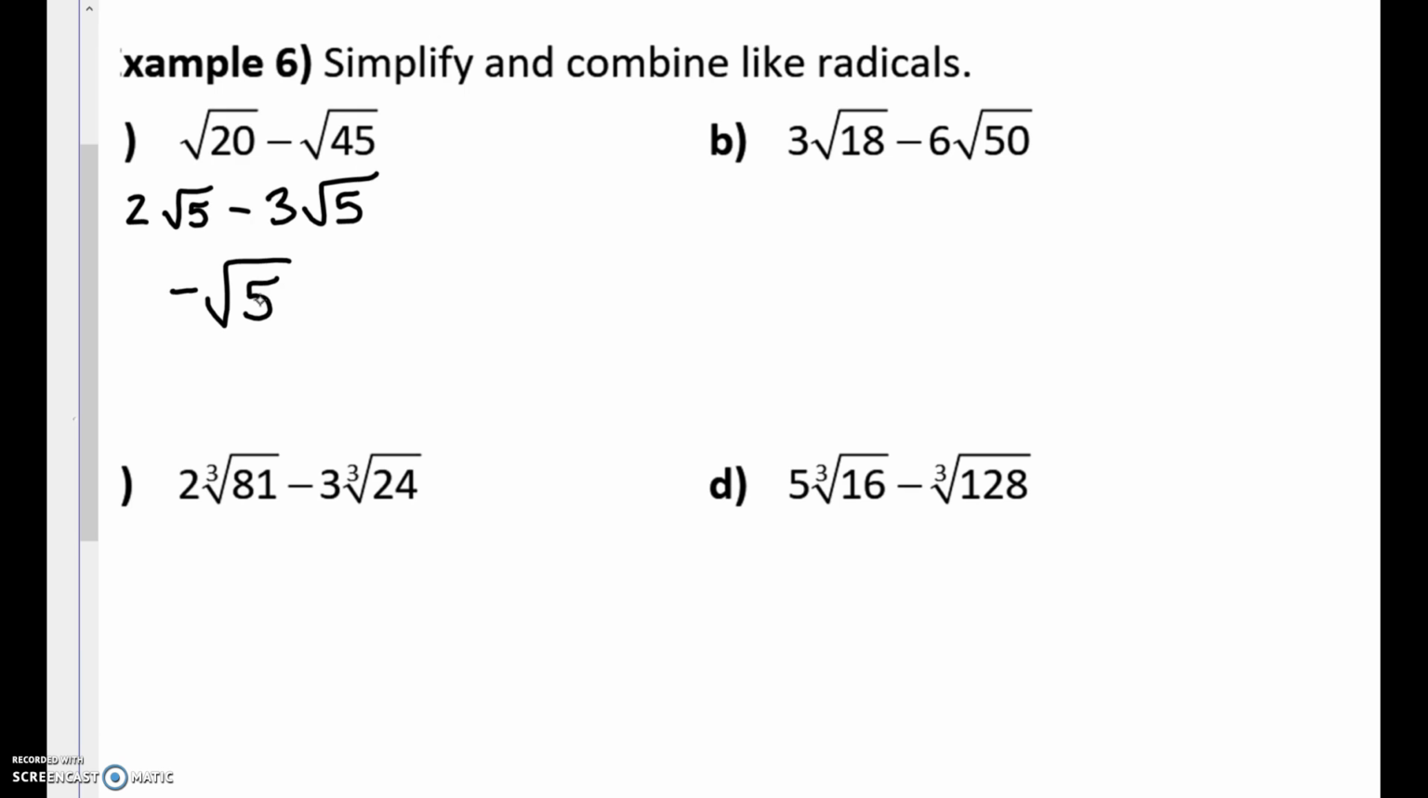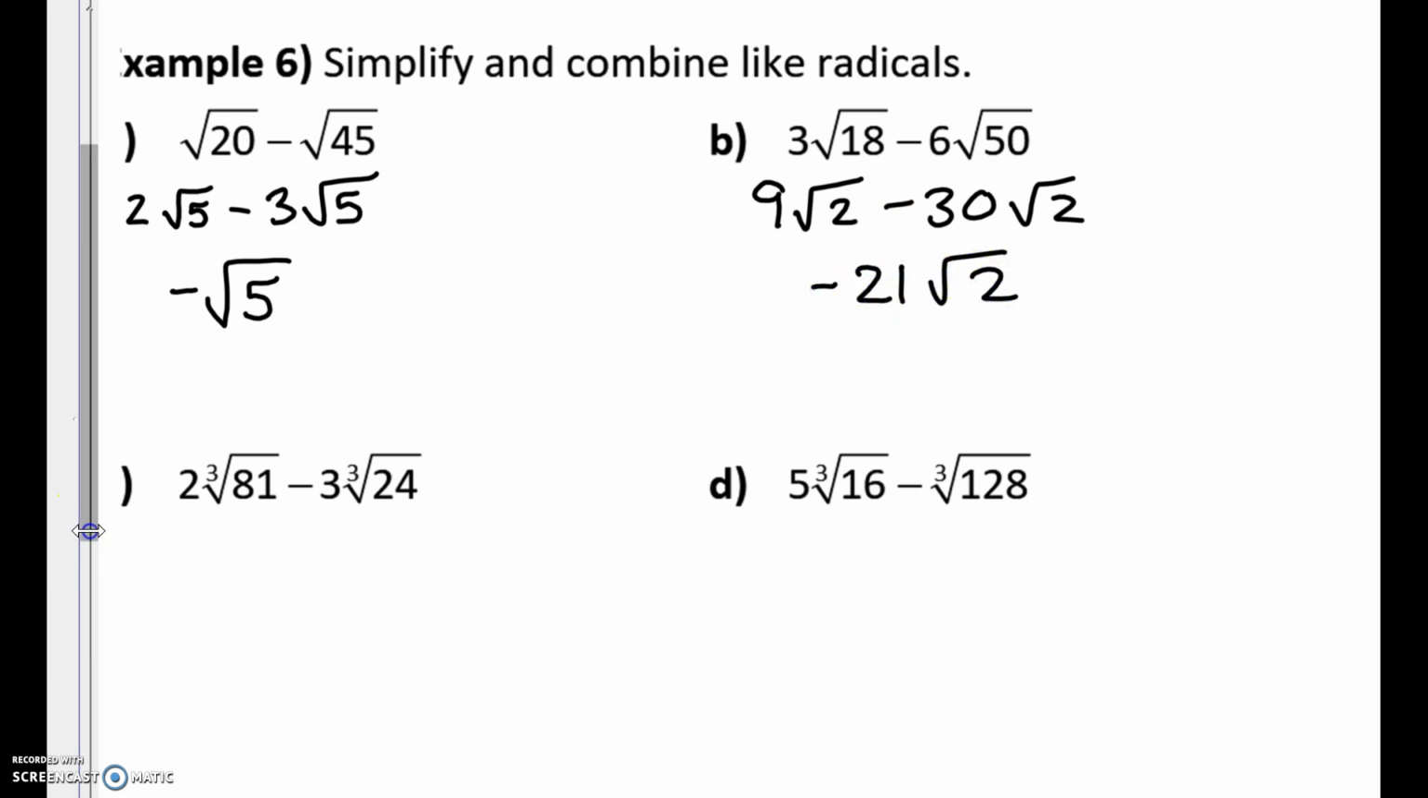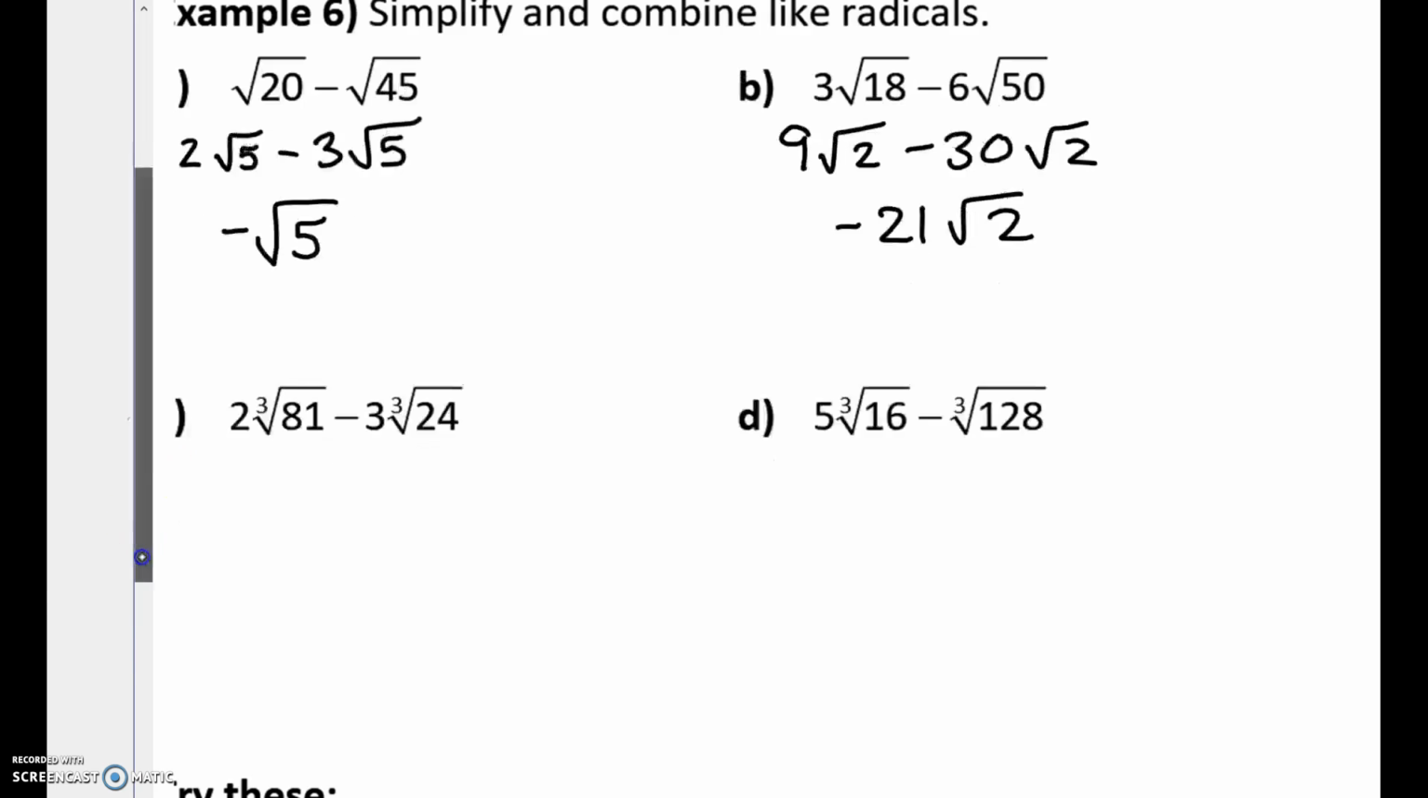So let's now take a look at B. 3 root 18 minus 6 root 50. Well, the 18 is 2 times 9, so I can pull out a 3, making that 9 root 2, minus a 5 can pop out here, making this 30 root 2. 9 minus 30 gets you negative 21 root 2. And so on and so forth.